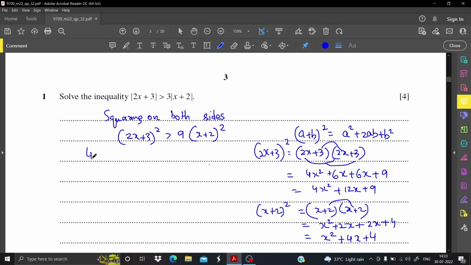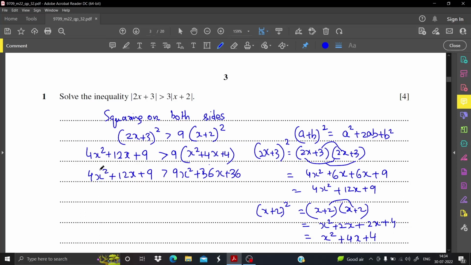So you can put the terms here: 4x square plus 12x plus 9 greater than 9 times of x square plus 4x plus 4. So when you multiply 9 with the entire terms in the brackets, you get 9x square plus 36x plus 36, and here you have 4x square plus 12x plus 9. And take all the terms to the other side.